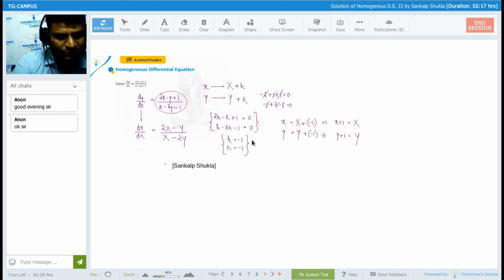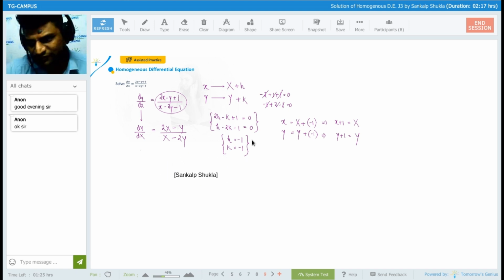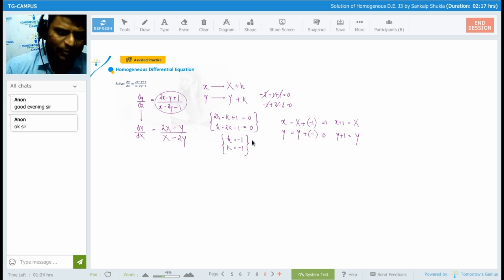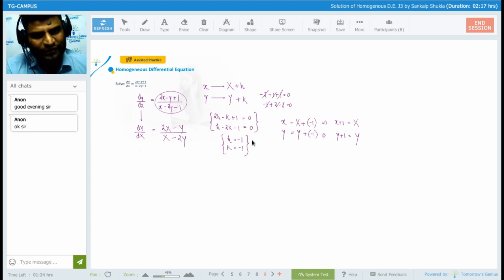Note it down. Have you completed this? So what are the two points that I told you? In this case, you have to replace your small x with capital X plus h and small y with capital Y plus k, and you have to find the values of h and k by putting the values. Okay. So we'll see if any question in the class assessment is from this concept.